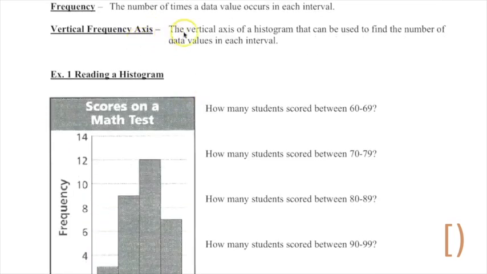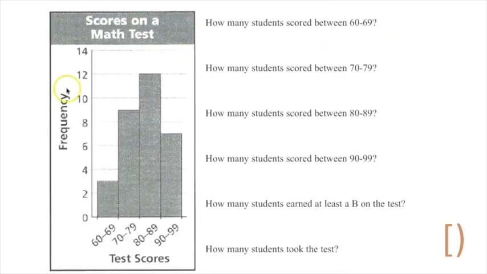The vertical axis of a histogram can be used to find the number of data values in each interval. Frequency tells you how much of each column there is. That's pretty much it. Let's do an example. First, it's good to know what's going on here when you do a histogram. Let's read this a couple of times.